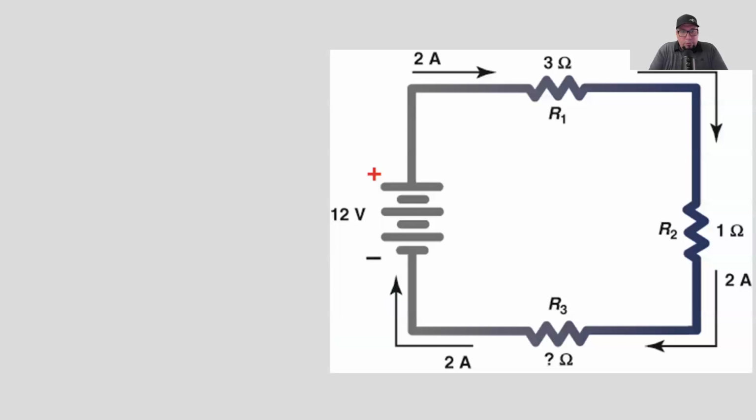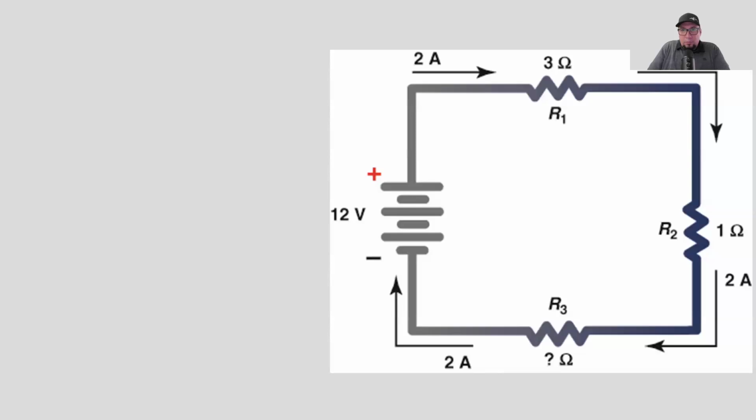Okay, so we have 12 volts. We have 2 amps. So all I'm looking at right now is the 12 volts and the 2 amps. I am not looking at anything else. So 12 volts and 2 amps will give us 6 ohms of resistance.